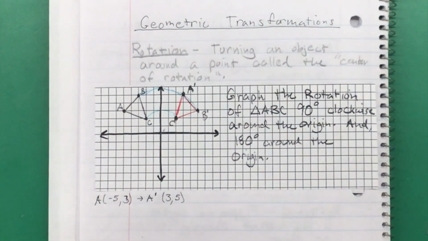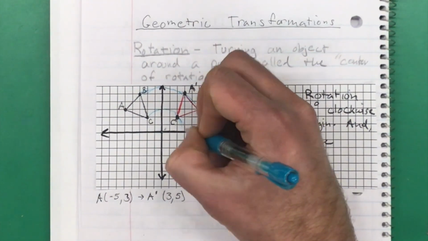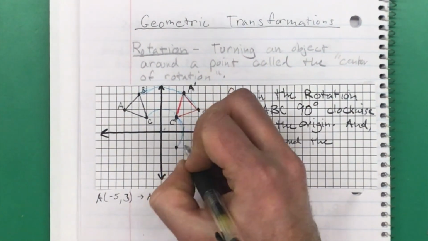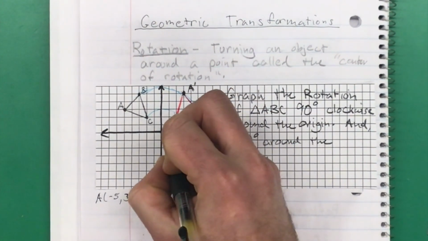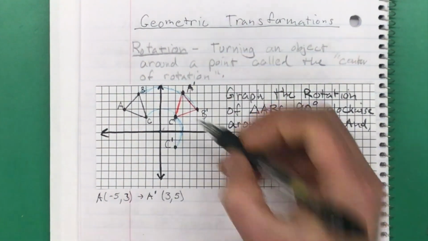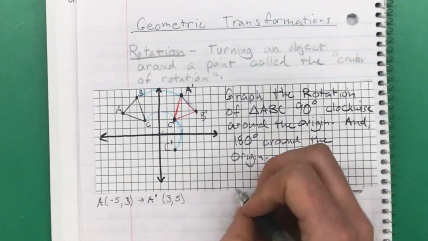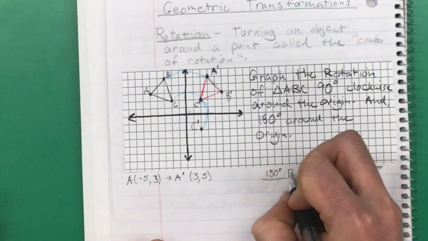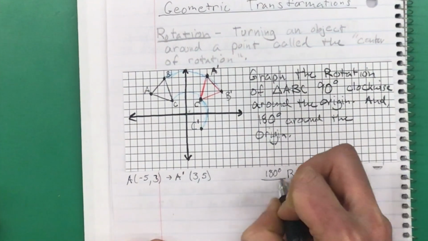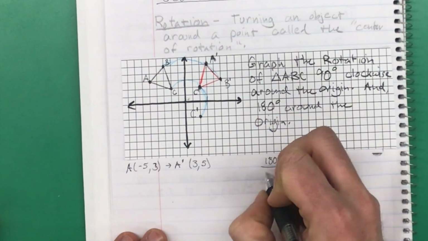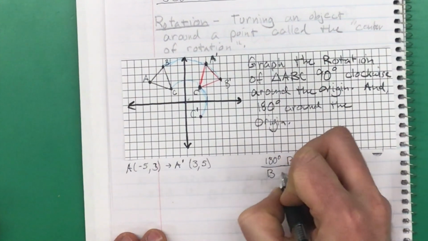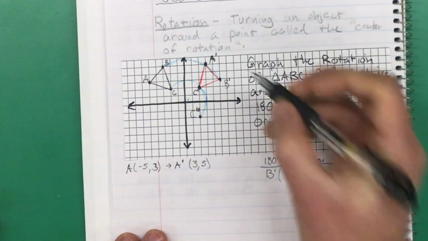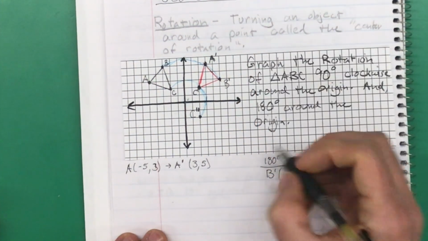So C, if we continue our rotation around the origin, it's going to end up right there. So here's our new C. B will also continue, and so let's go over here, right, 180 degree. So this is our 180 degree rotation. And let's think about point B. Well, actually, let's start from the original.